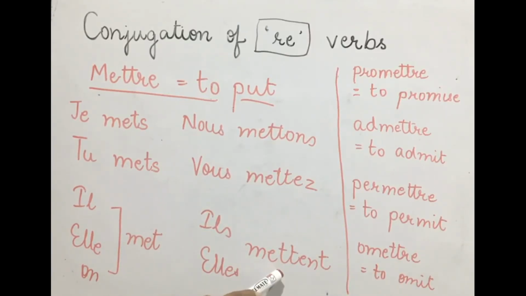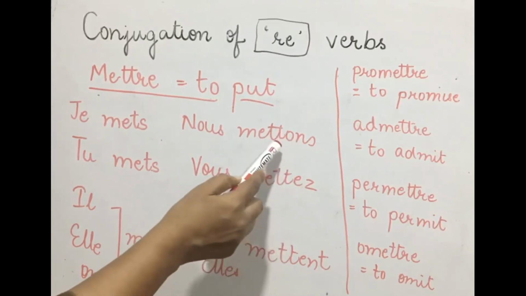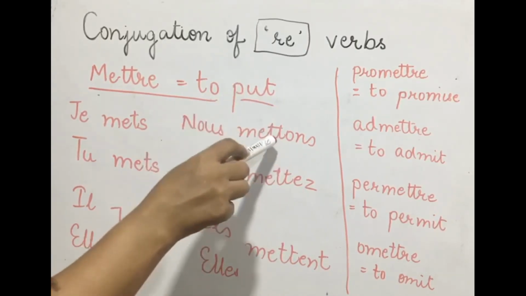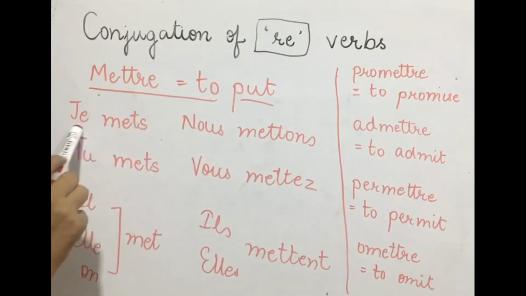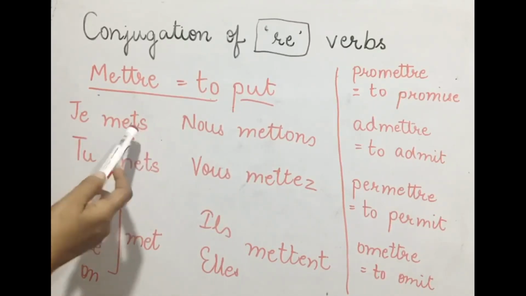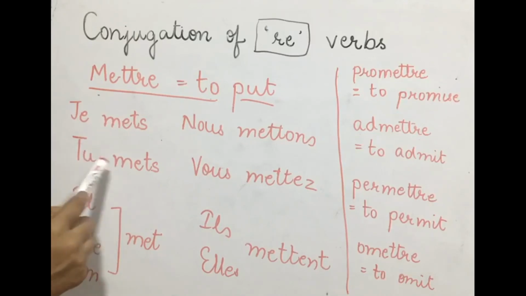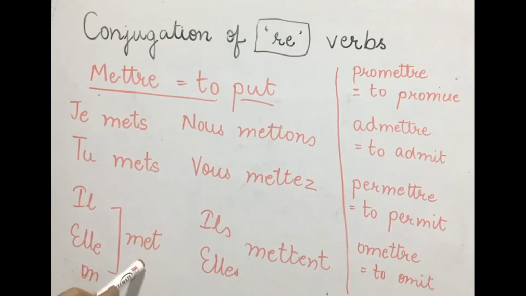So when you pronounce also, you come to know that here I am stressing on the double T here, whereas here the T and S is not pronounced. So it is je mets, tu mets, il, elle, on met.